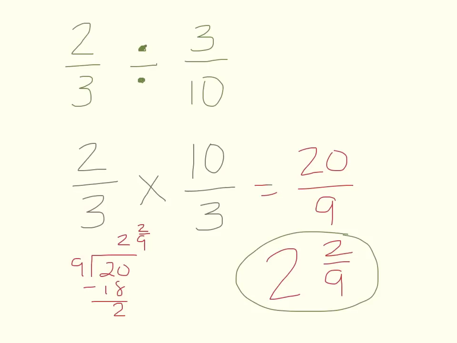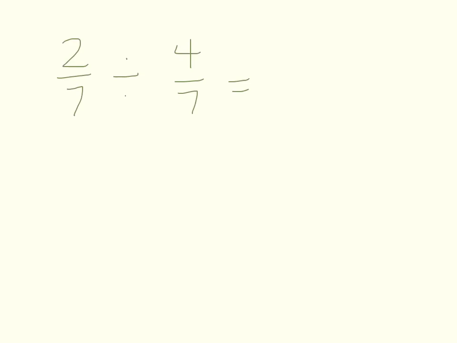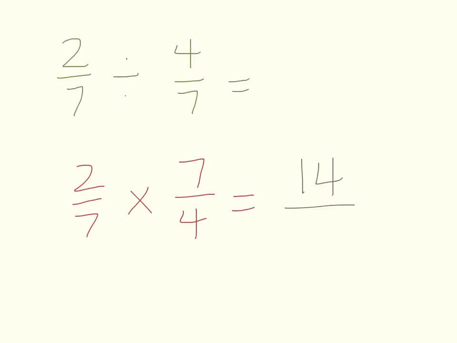Let's try another one. We have 2/7 divided by 4/7. So I do my flippity flop, and that'll make it 2/7 times 7 over 4. And then I multiply across, and I get 14 over 28.